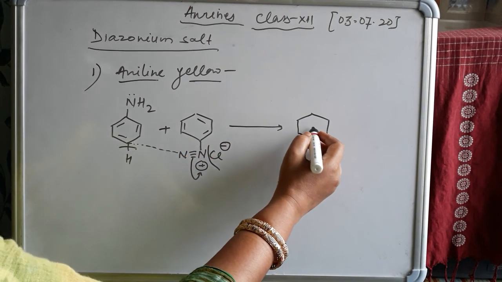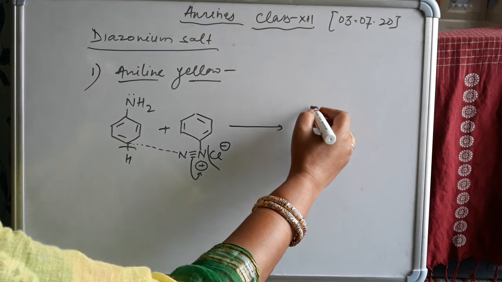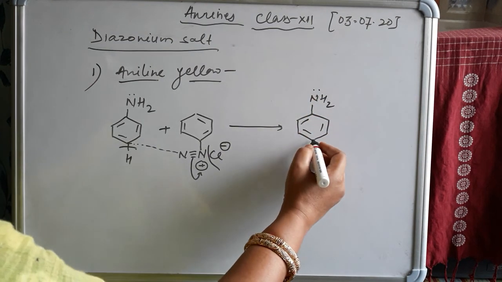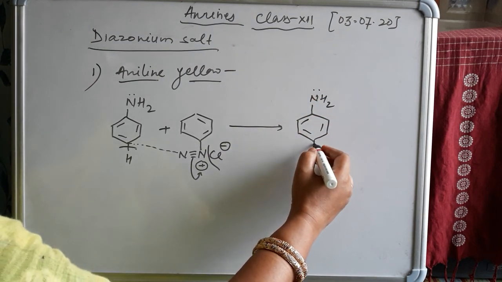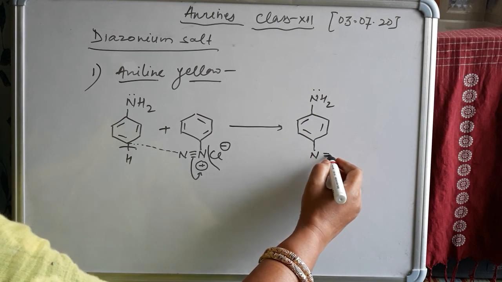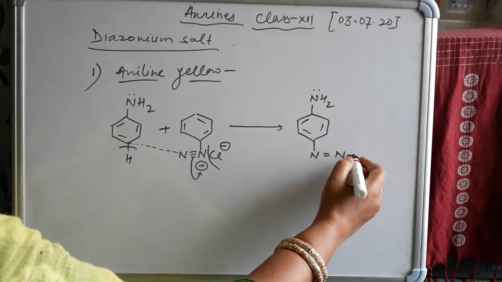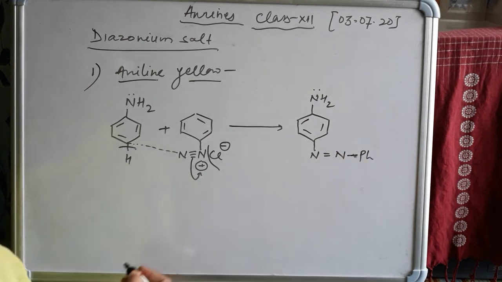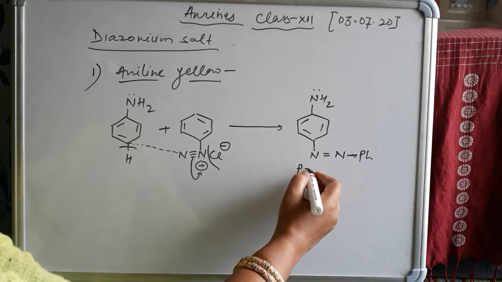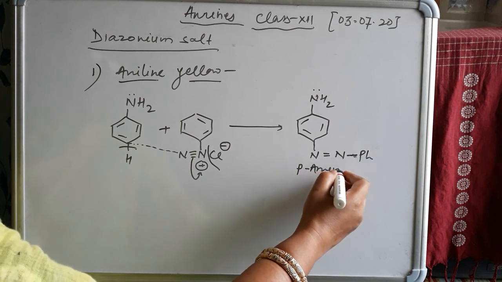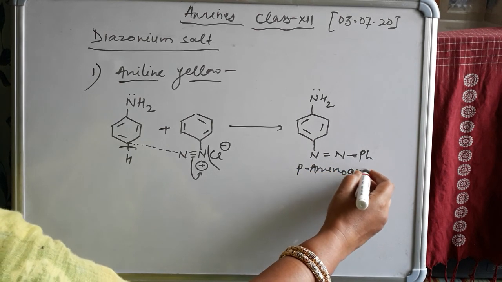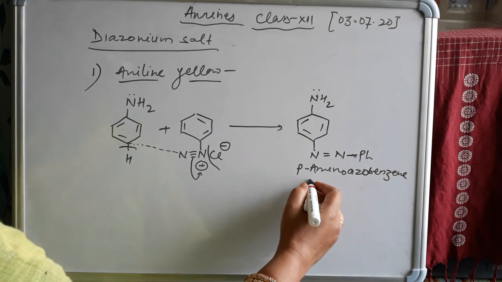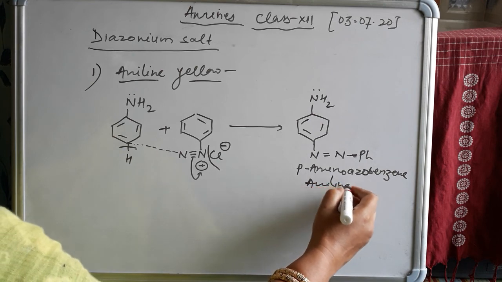This reaction proceeds in a weakly acidic medium because aniline is basic in nature. So here N double bond N and phenyl we can write, and the name of this compound is para amino azo benzene, and this is the aniline yellow.